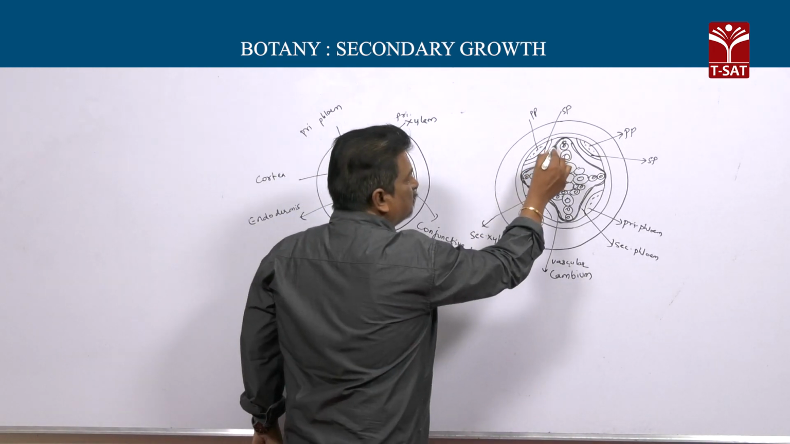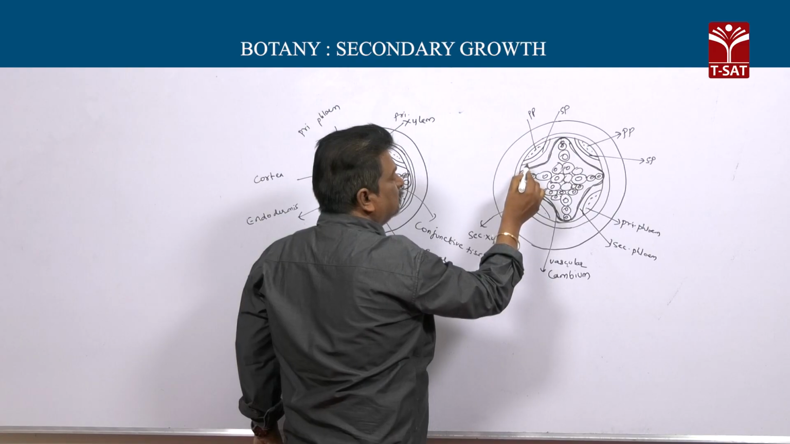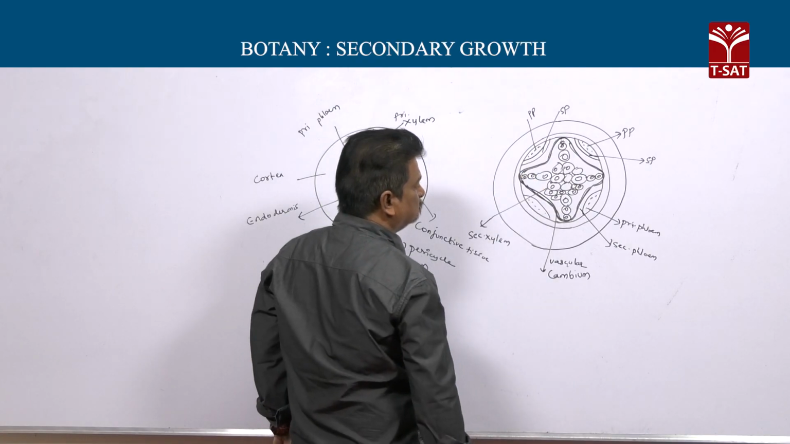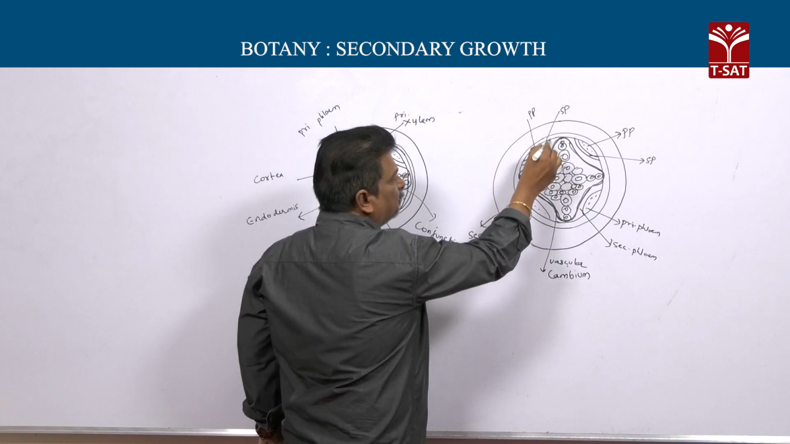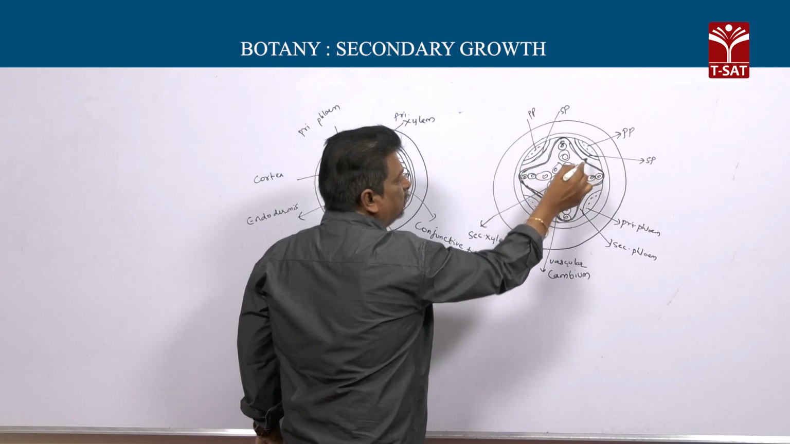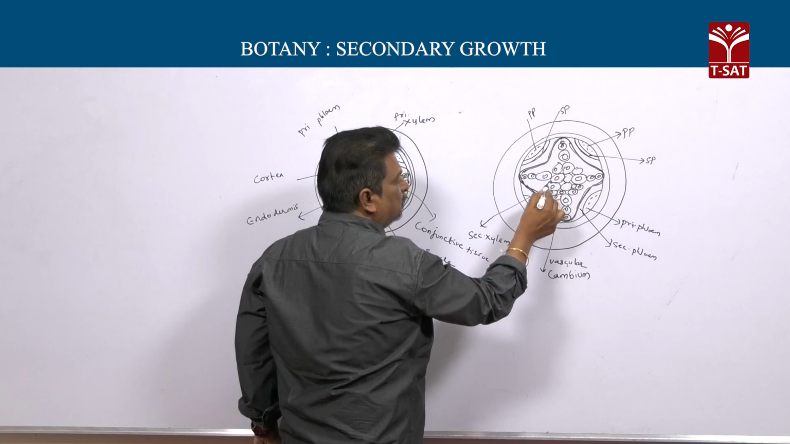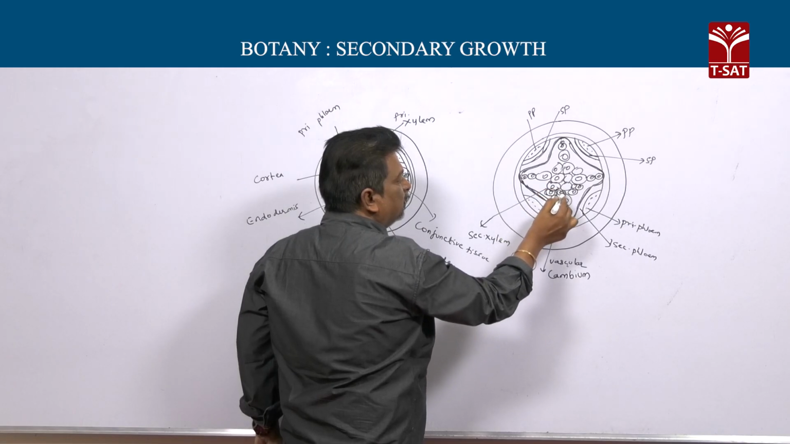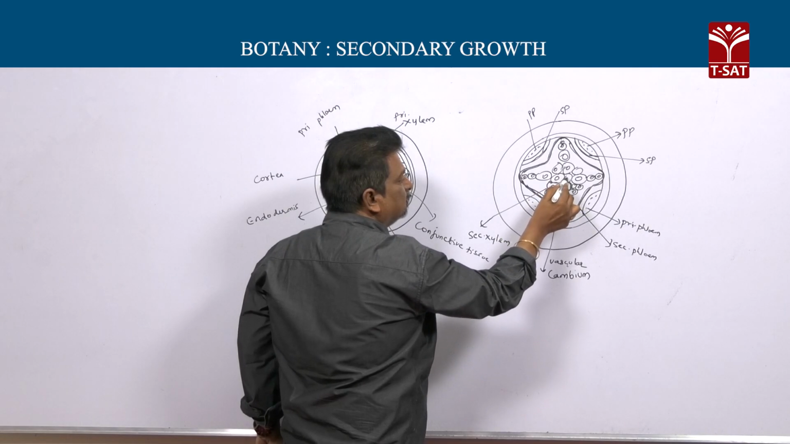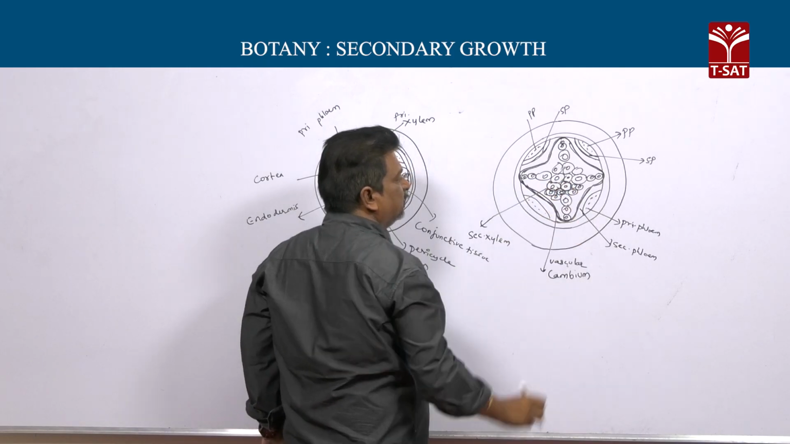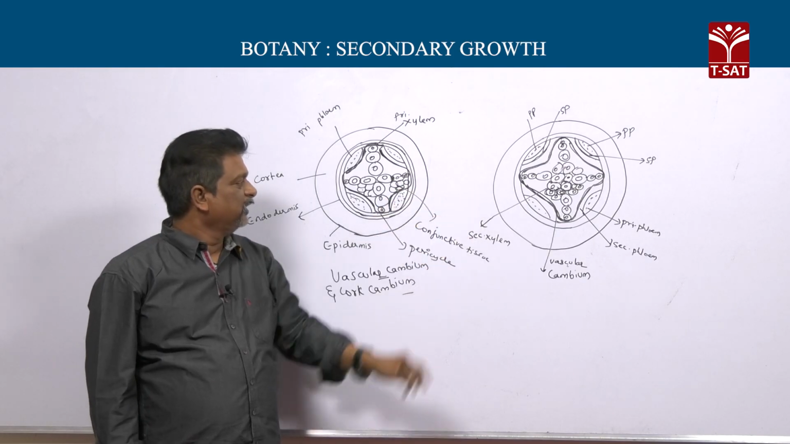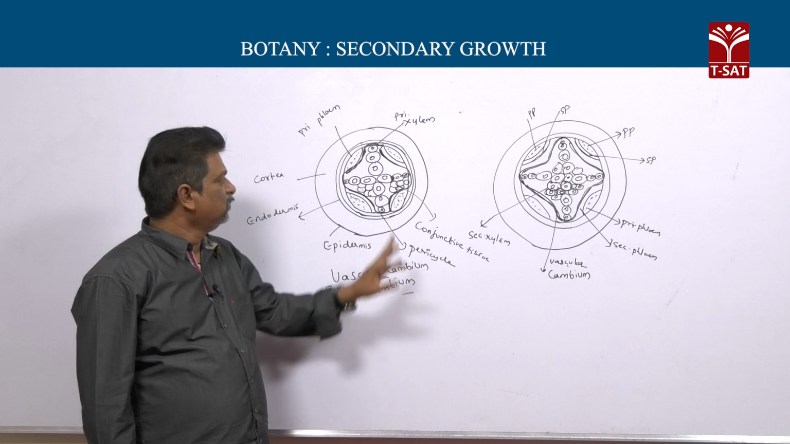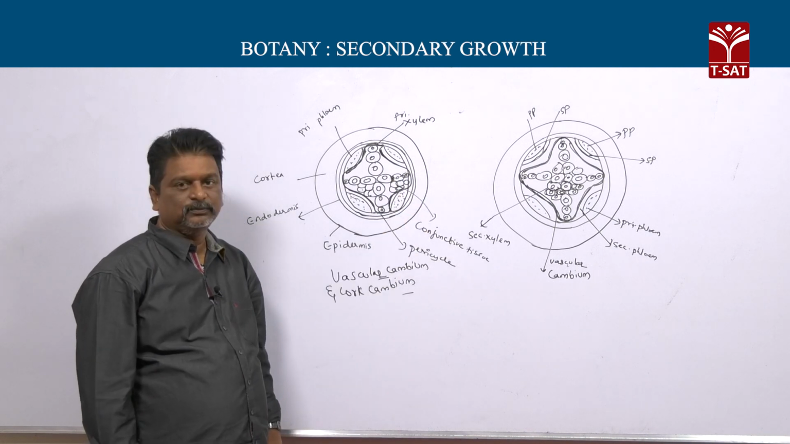After formation of the vascular cambium, it produces secondary phloem outside and secondary xylem inside. Secondary phloem outside and secondary xylem inside. So it is secondary growth in dicot root, that too intrastellar.